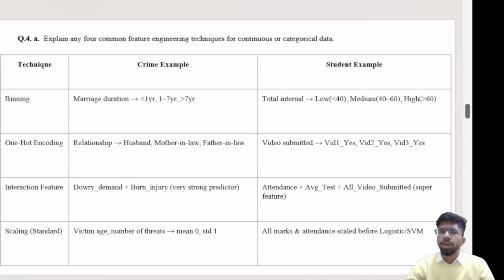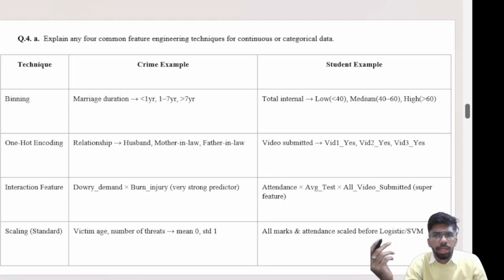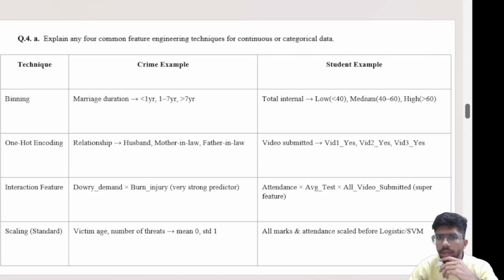Okay, now let's start with question 4a. Explain any 4 common feature engineering techniques for continuous or categorical data. In my slide, I have shown 4 techniques along with real examples from both crime datasets and student datasets. Let me walk through each technique in detail.